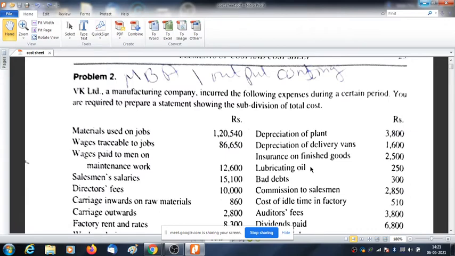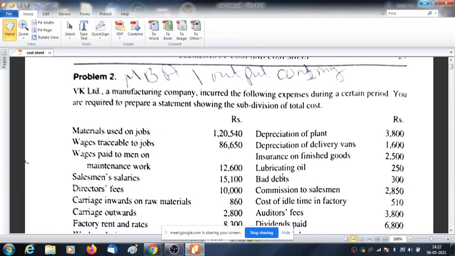Next comes lubricating oil. Under which head would it come? Lubricating oil is used for the smooth functioning of the machine. So it will be under factory overhead. Factory overhead. Okay.